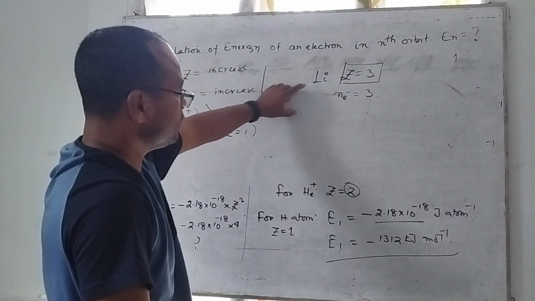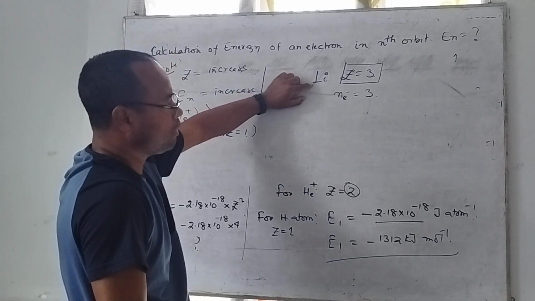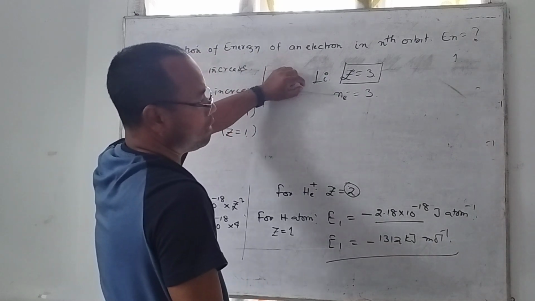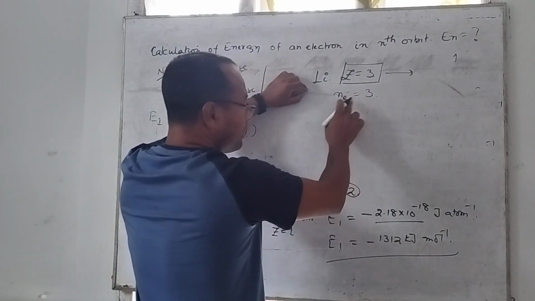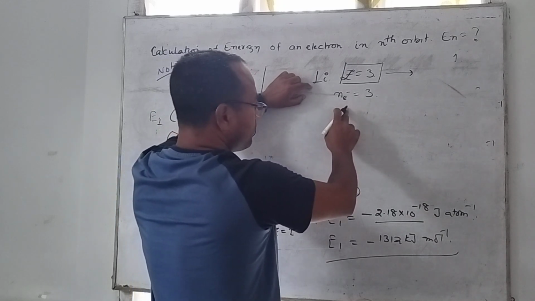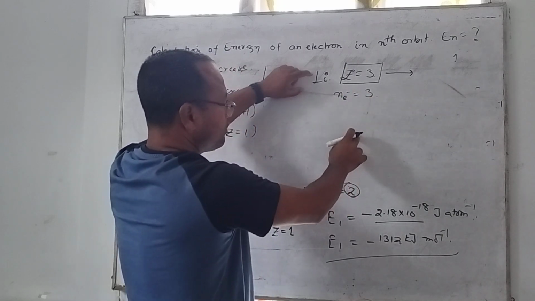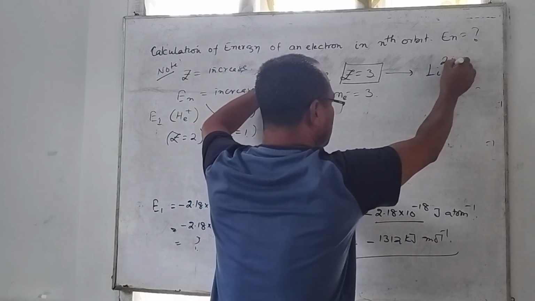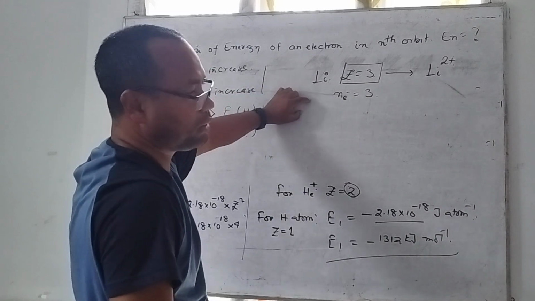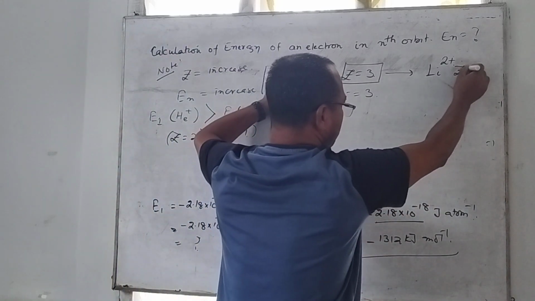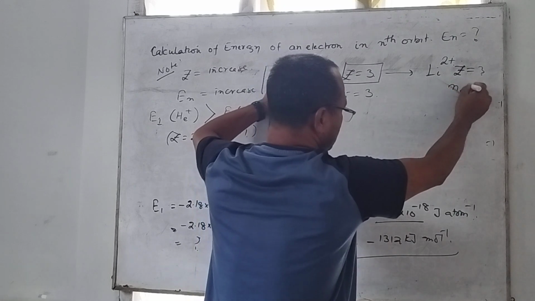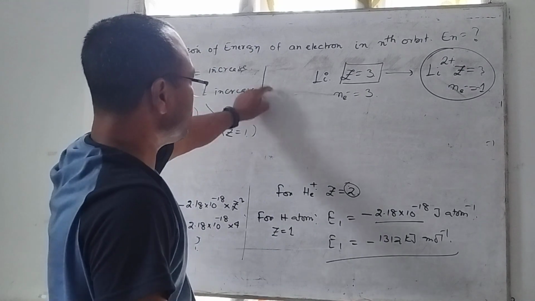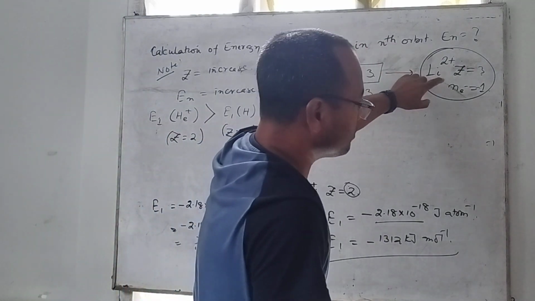Understand? Now, from the lithium atom, how can we convert it into a species containing 1 electron? I remove 2 electrons from the lithium atom. If we remove 2 electrons, lithium will carry a positive charge, 2 plus. The atomic number is the same, but the number of electrons now becomes 1. So we are going to find the energy of an electron in the n orbit for lithium.